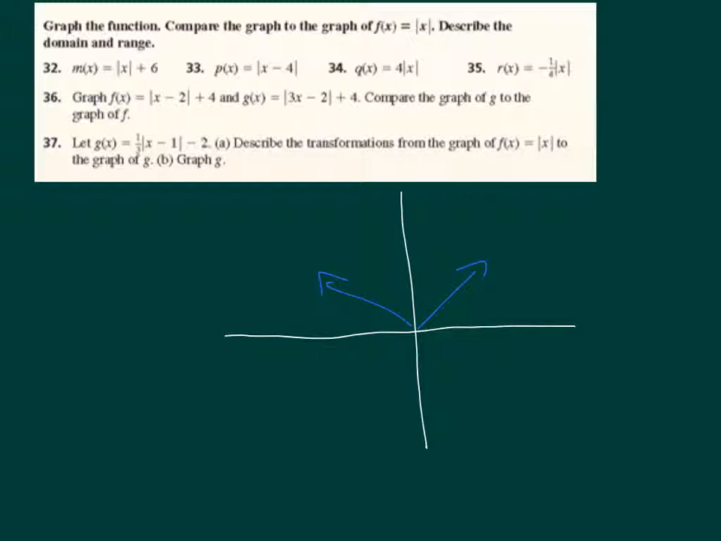Number 34 is a vertical stretch. So again, it stays at the origin and it goes like this and like this. It's a stretch by a factor of 4 when it's on the outside vertically. And when it's on the outside here, it's a vertical shrink by a factor of 1/4, but it's also a reflection across the x-axis. Since it's negative, it's going to be flatter and it's going to open down.